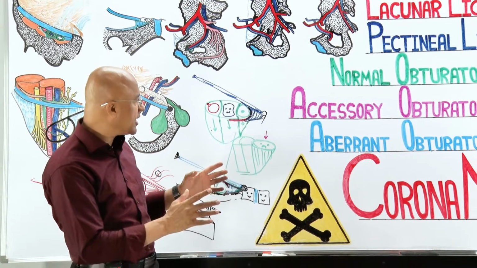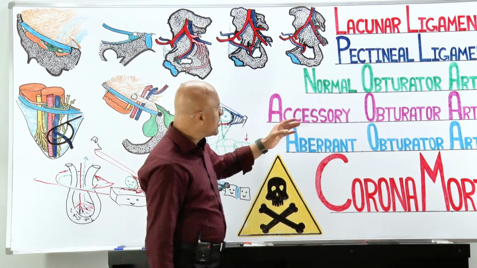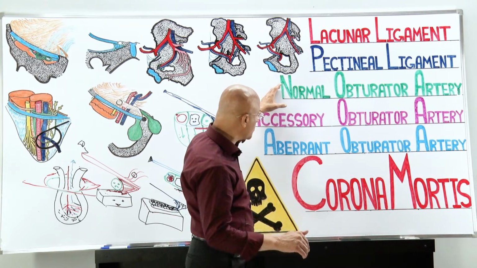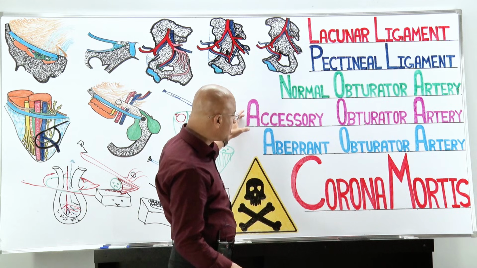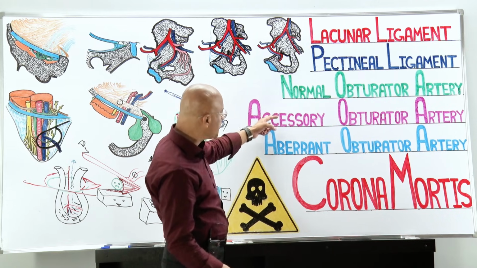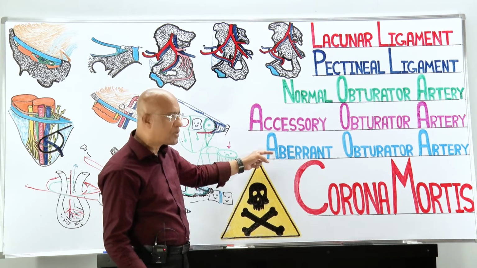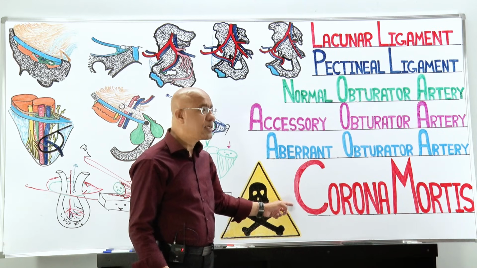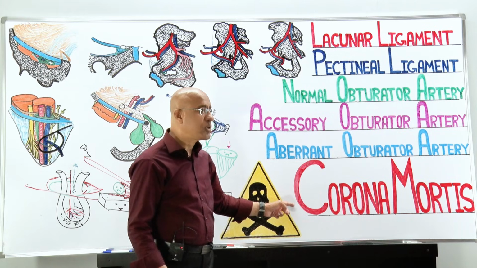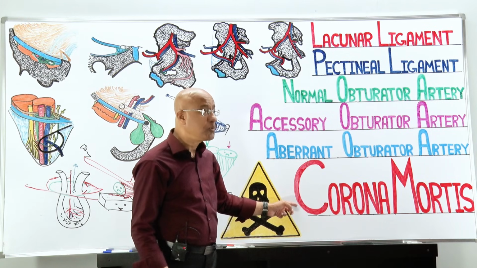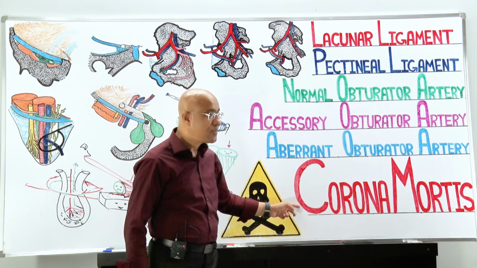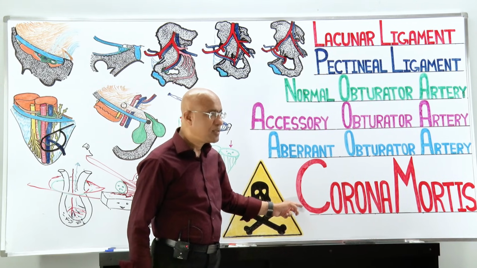We'll discuss in detail the normal obturator artery, especially in reference to the accessory obturator artery and aberrant obturator artery, and the difference between accessory and aberrant obturator artery, and how they make the corona mortis, and what are the different causes where corona mortis can prove fatal, not only hernial surgery, maybe pelvic fractures, which involve the superior ramus.